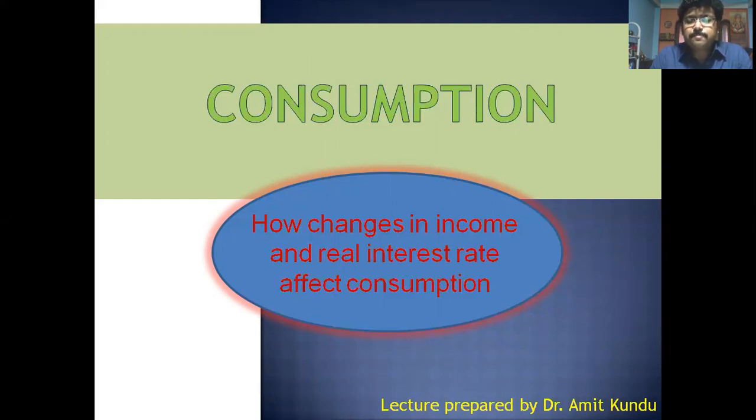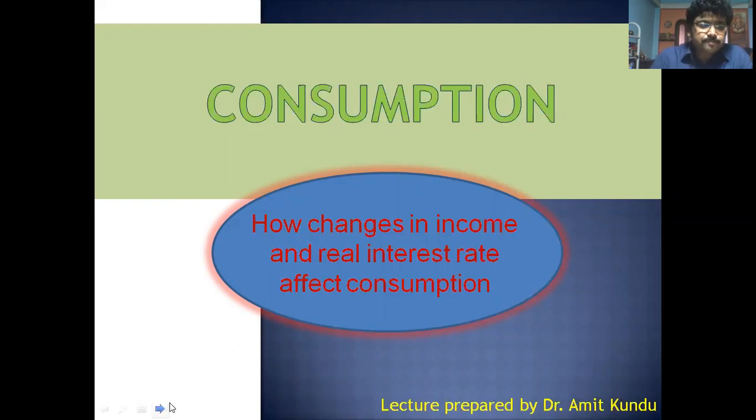So Fisher introduced a new concept, that is the intertemporal choice. That is, there are two periods, and if a consumer consumes more in the first period, they will consume less in the second period. And if he consumes more in the second period, he consumes less in the first period. So this is the base on which today I will be spreading some light on the changes in income and real interest rate on consumption.